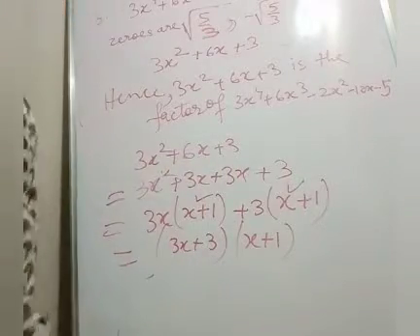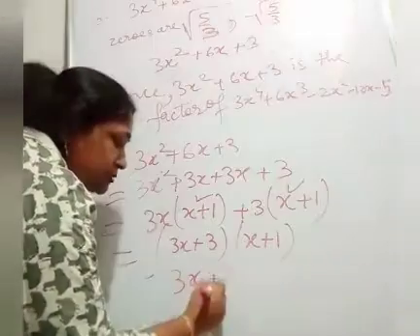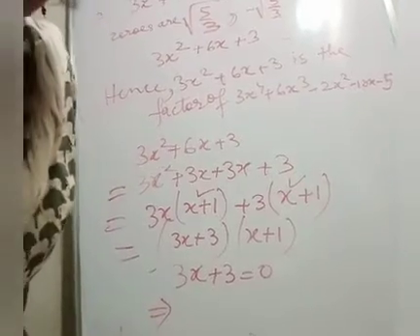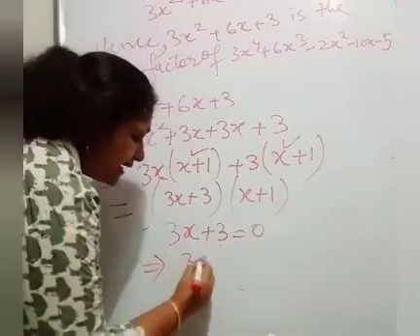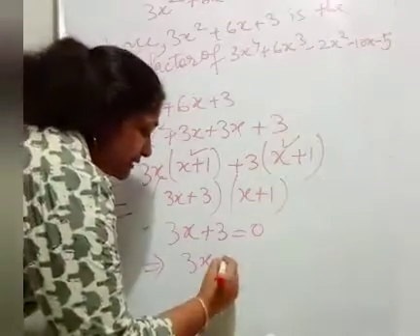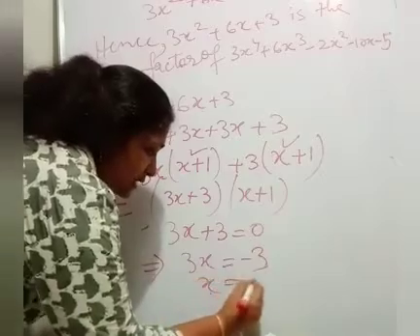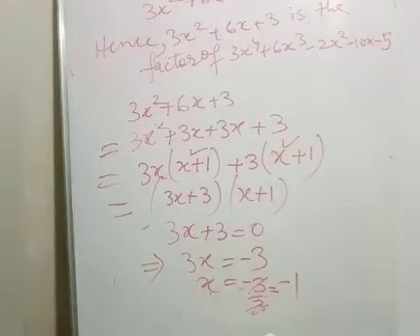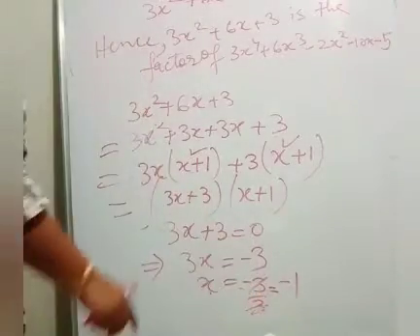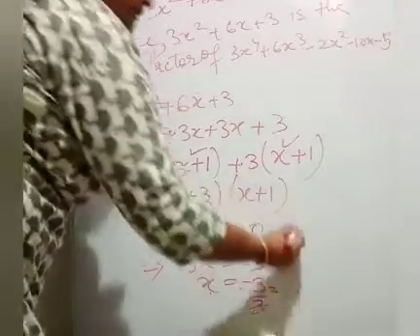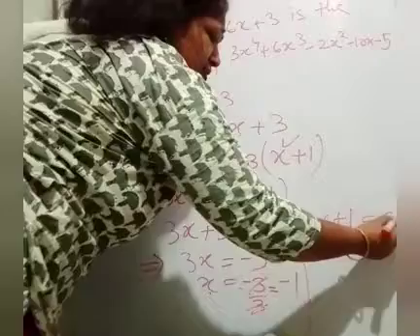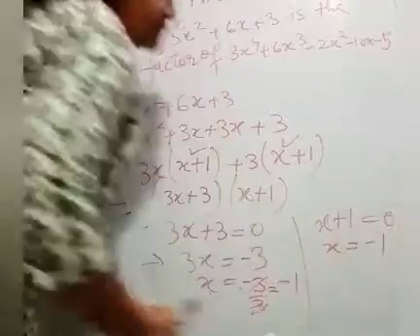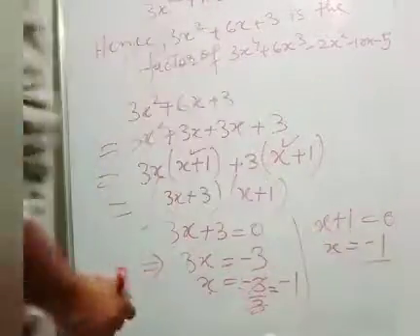So to find out the zeros, we have to write like this: 3x plus 3 equal to 0, that is 3x equals... now bring it to your right hand side, it will become minus 3, then x will equal to minus 3 by 3, that is minus 1. So x is equal to minus 1. So you get one zero, that is minus 1. So now again write x plus 1 as 0, and now bring this 1 to your right hand side, it will become minus 1. So you get one more zero, that is minus 1.